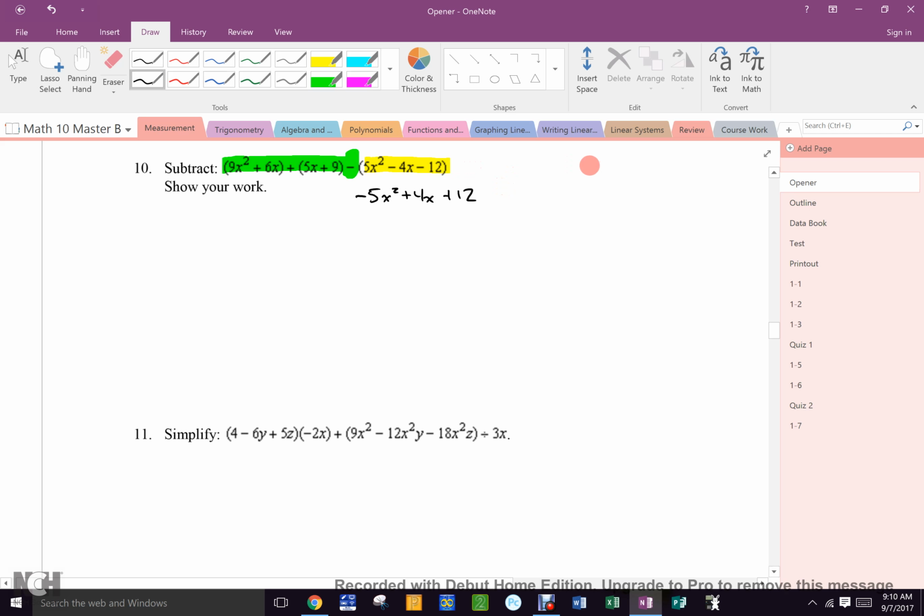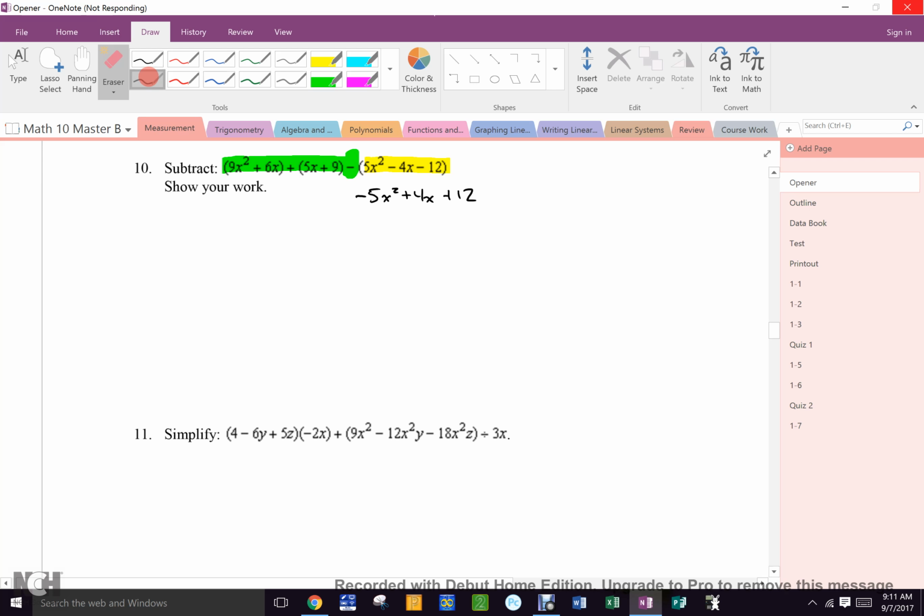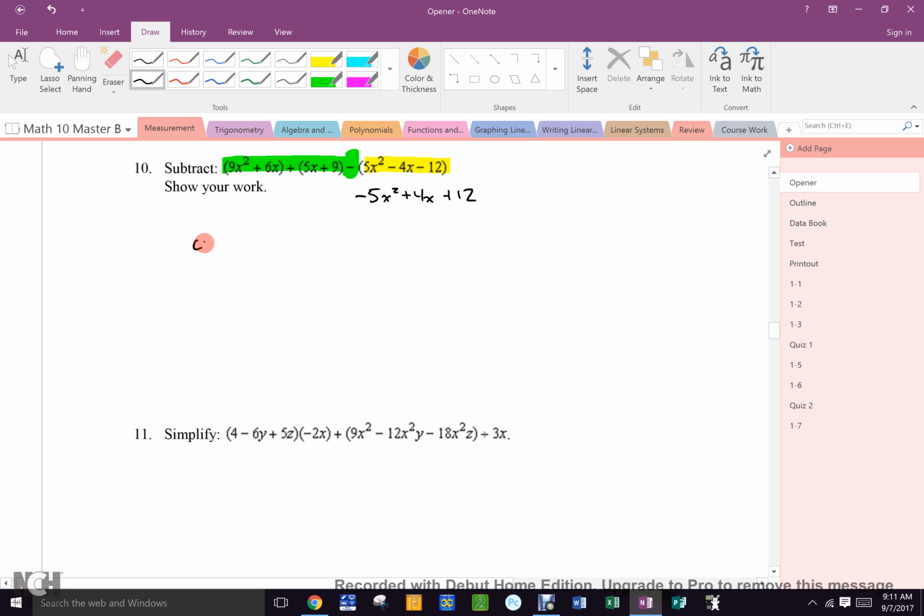What if there was like 6 more things before the bracket? What would happen to all of them? They would all change too. Okay? So we had 9x squareds, and then we took away 5x squareds because there's no other x squared. So how many x squareds do I have? 4. I got 4x squareds. Now my x squareds are taken care of. I got 6 x's, I added 5 x's, and then I added 4 more x's. So how many x's is that? 15 x's. Nice. And then I had 9, and I added 12. What's that? 21. Look at that.